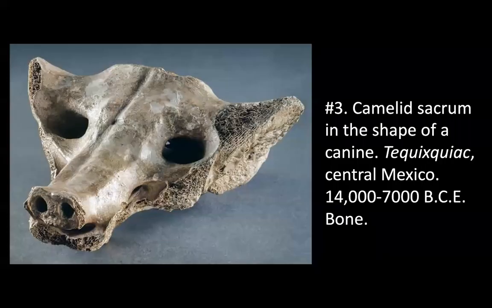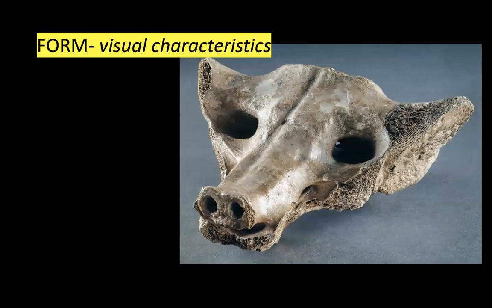Pause it. All right, number 3, the camelid sacrum in the shape of a canine. You can just call it the camelid sacrum. This is from Mexico. It's from Mexico. And this is made out of bone. All right, visual characteristics. What are we looking at? We need to know that this is small, therefore portable.